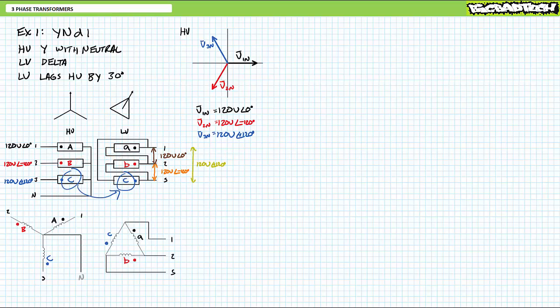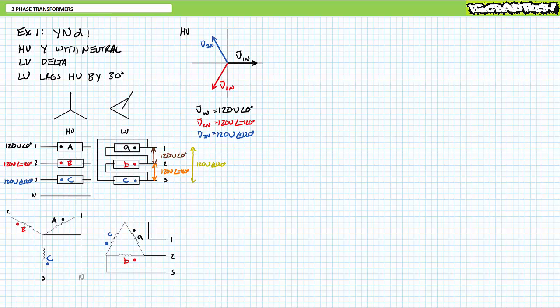Finally, high voltage winding capital C gets mapped to low voltage winding lowercase c with no phase shift. Thus, the line-to-line voltage between lines 3 and 1 on the low voltage side would be 120 volts at an angle of 120 degrees. Note my dramatic overemphasis of the term line-to-line. A YN-D1 configured transformer is effectively taking the line-to-neutral values of the high voltage Y and making them the line-to-line voltages of the low voltage delta.